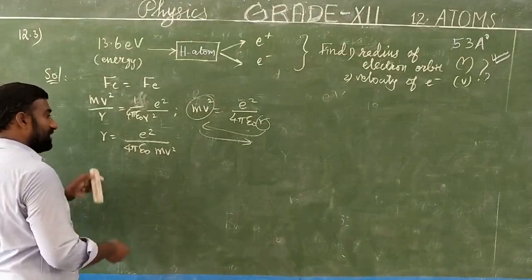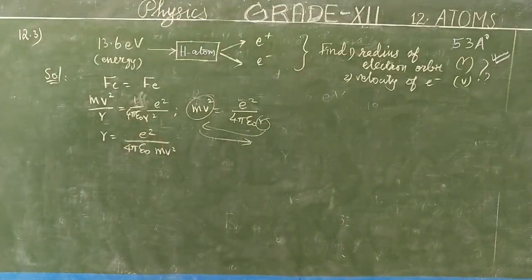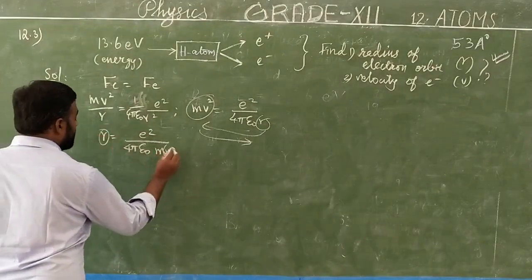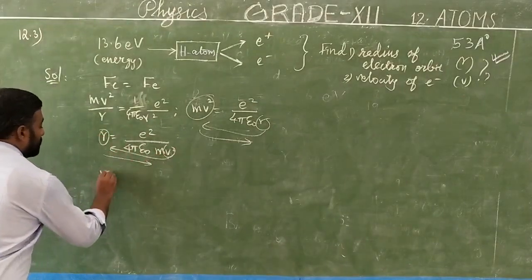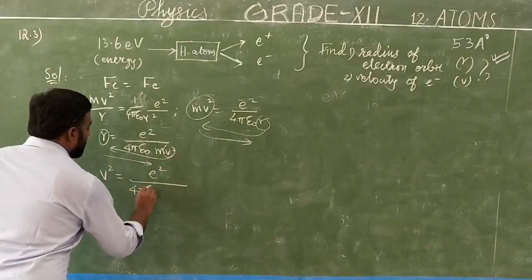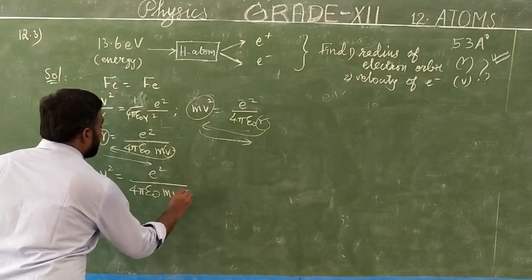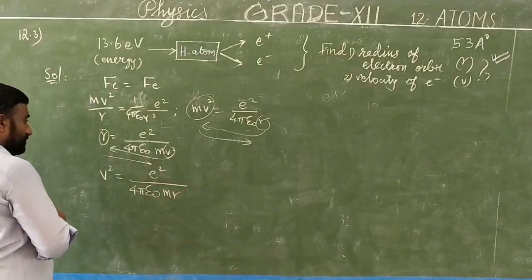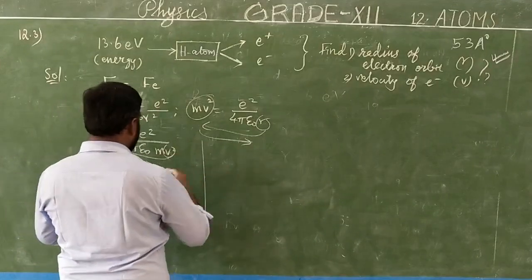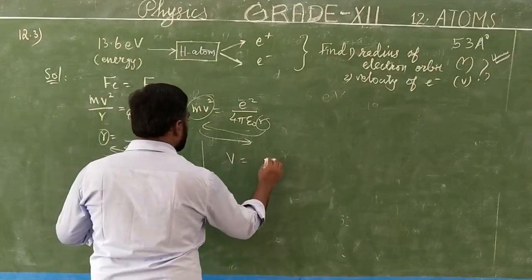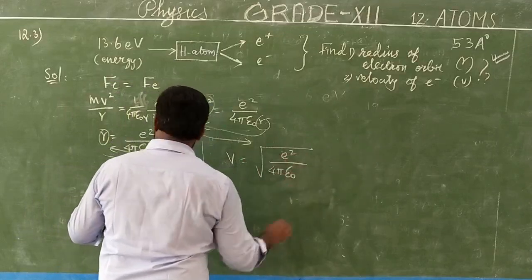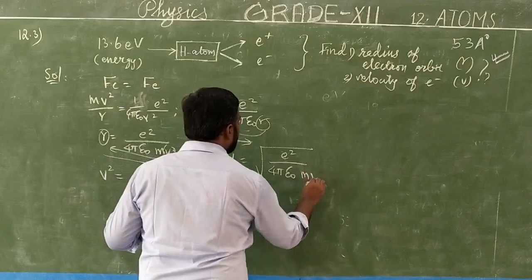From the radius, we already found the radius. We don't want to find the radius once again, we want only the velocity. So rearranging these two terms, velocity square is equal to charge square by 4 pi epsilon naught into mr. But we want only velocity, no? So for the final formula, if you remove the square, the right-hand side becomes a root. So velocity v is equal to the square root of e squared by 4 pi epsilon naught into mr.